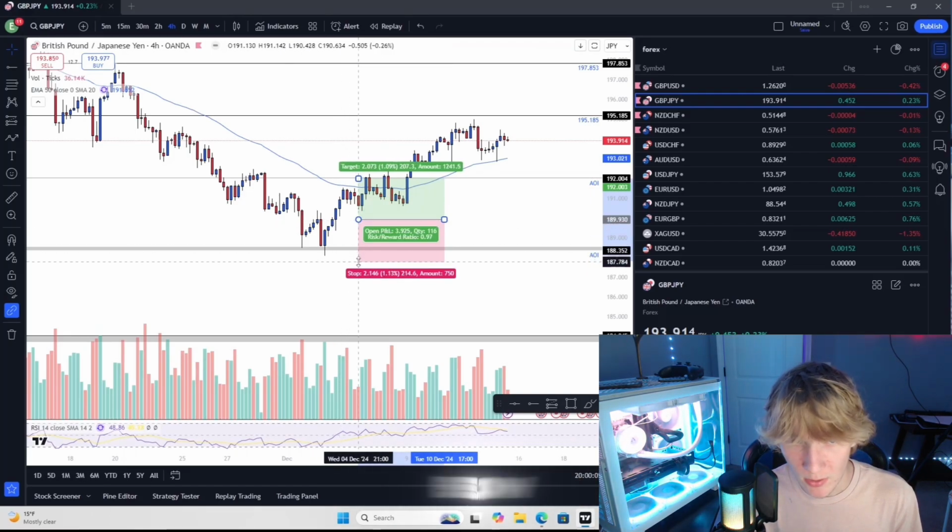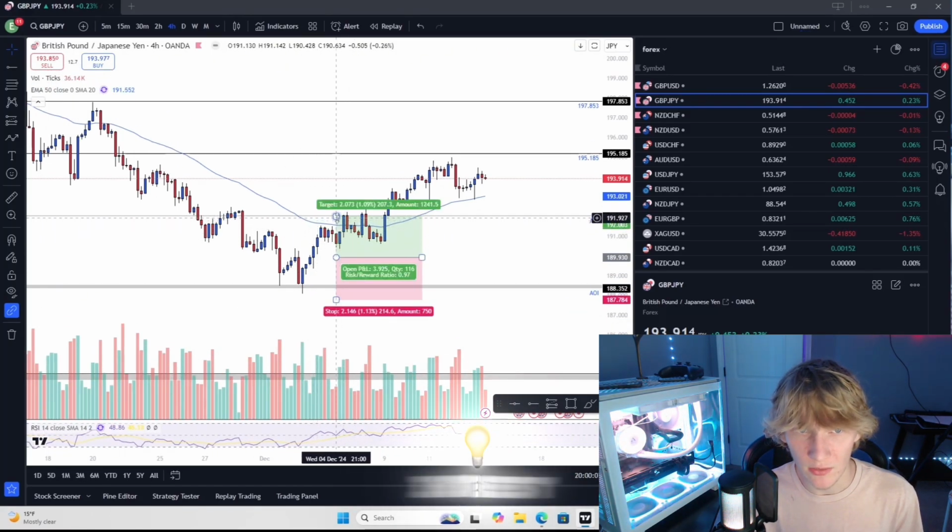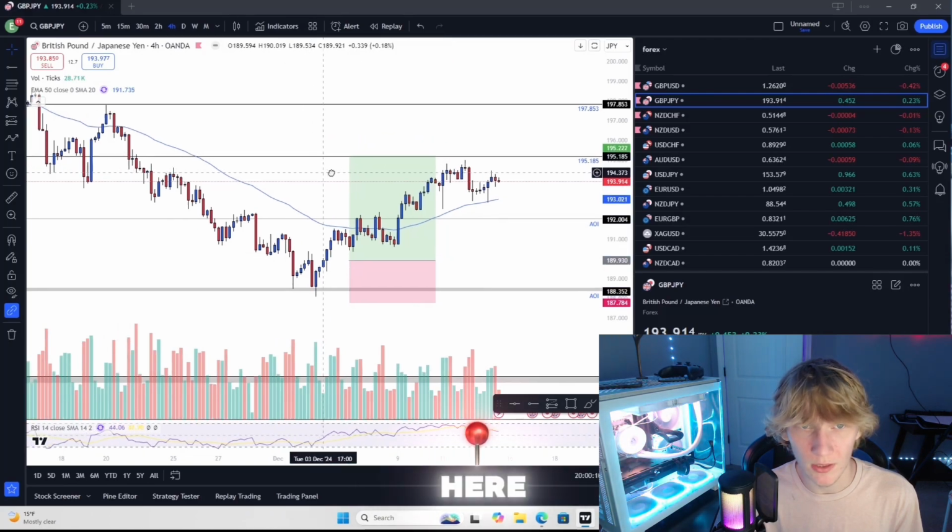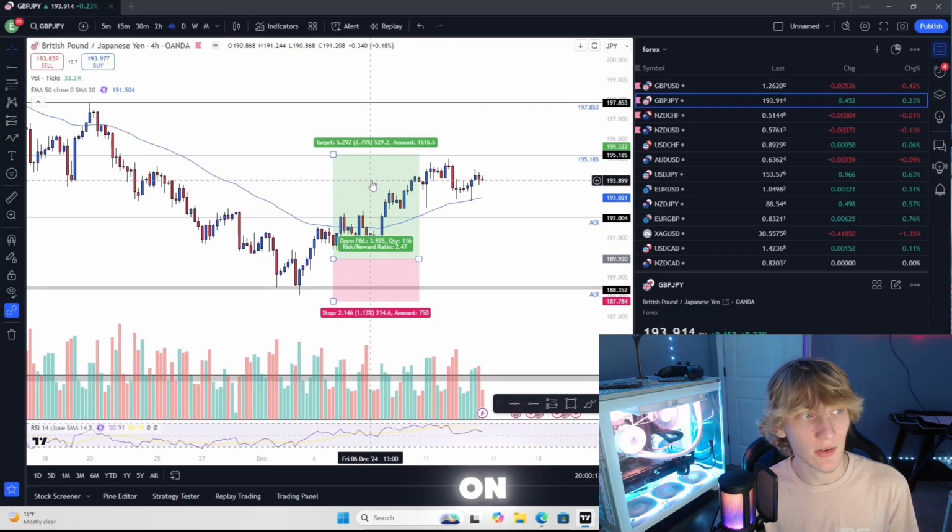Okay, so you'd have a stop loss below here. Then obviously you wouldn't target this area of interest. You'd have to target this area of support up here. And it'd be a 2.47 on the 4-hour.